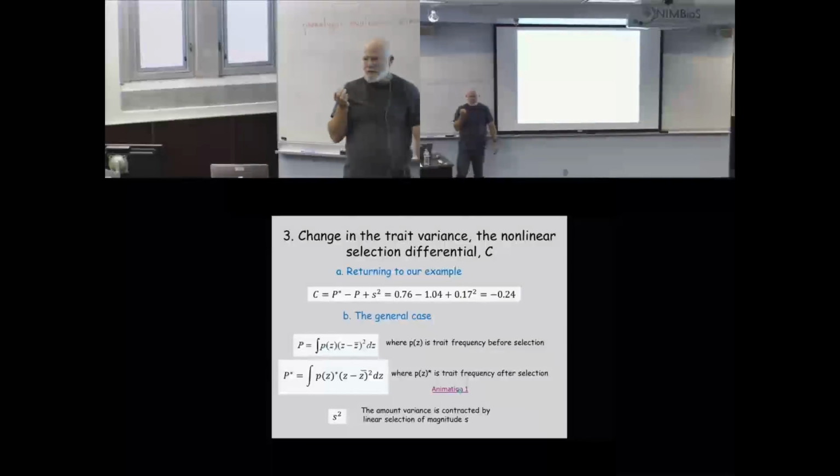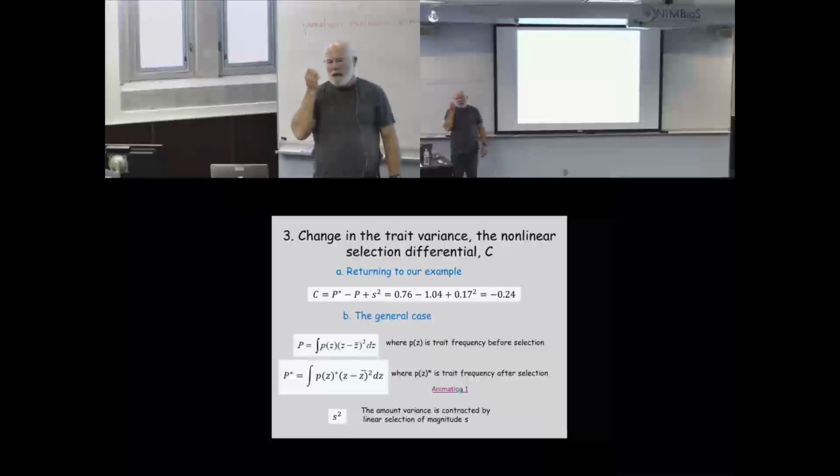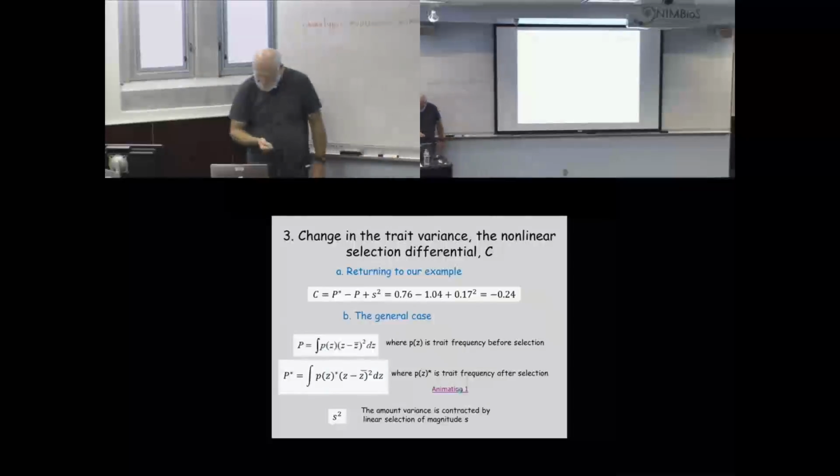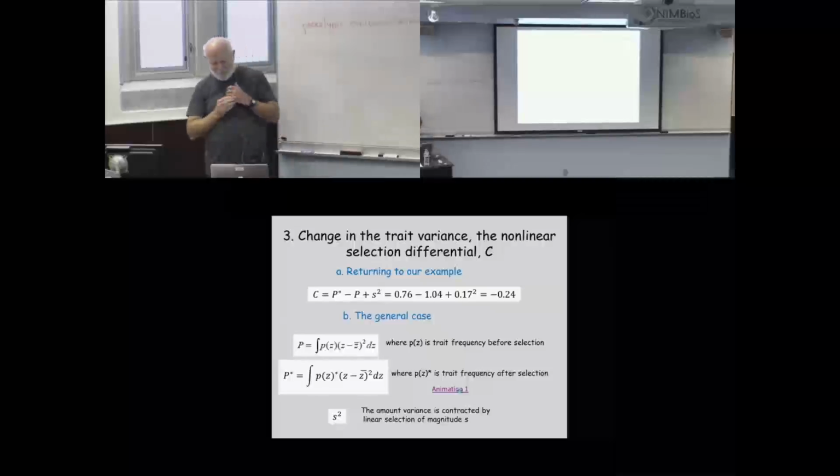So if we standardize the trait distribution to a mean of 0 and a variance of 1 before selection, then we will get curves that look like this.